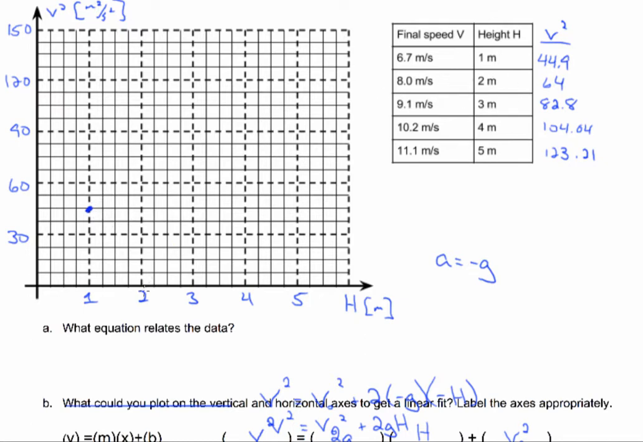2 meters, 64, so 2 meters, 64, that's going to be right around here. 3 meters is 82.8. I'm looking at 3 meters is 82.8.